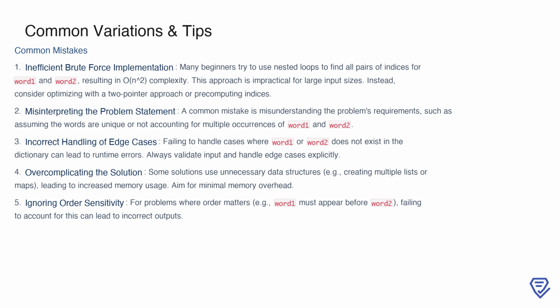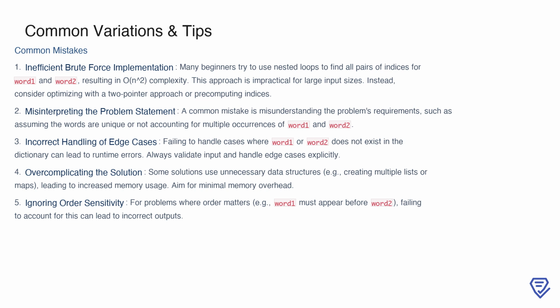It's important to carefully read the requirements, as some might assume the words are unique or not consider multiple occurrences of word 1 and word 2. Edge cases can also be tricky. If either word 1 or word 2 doesn't exist in the list, it can lead to runtime errors. Always validate your input and explicitly handle such scenarios. Additionally, many solutions become overcomplicated due to unnecessary data structures, like creating multiple lists or maps, which can increase memory usage. Strive to write solutions with minimal overhead.